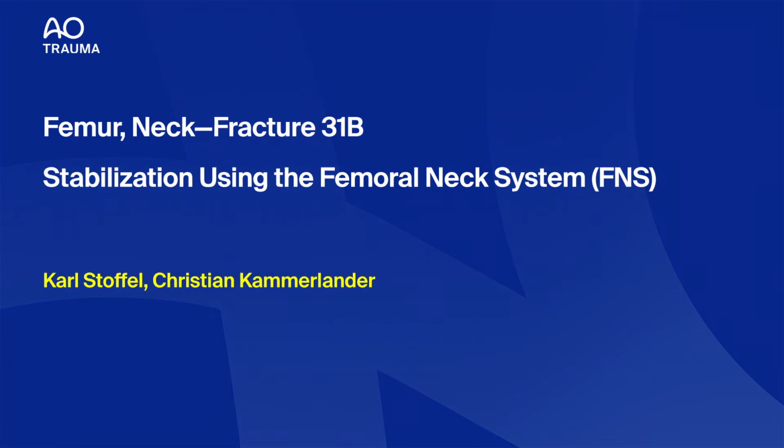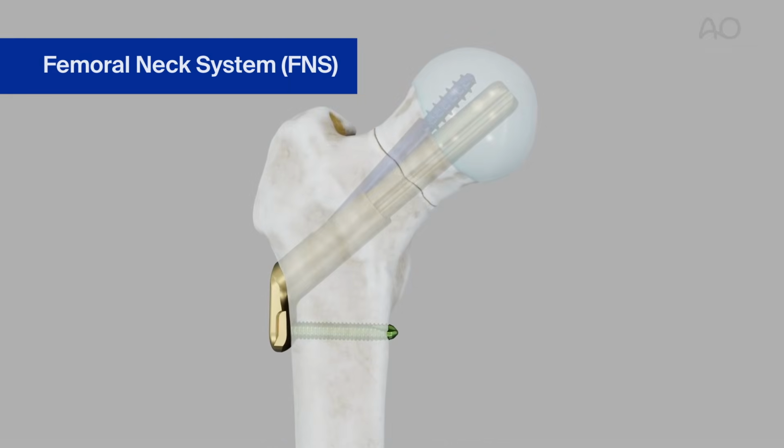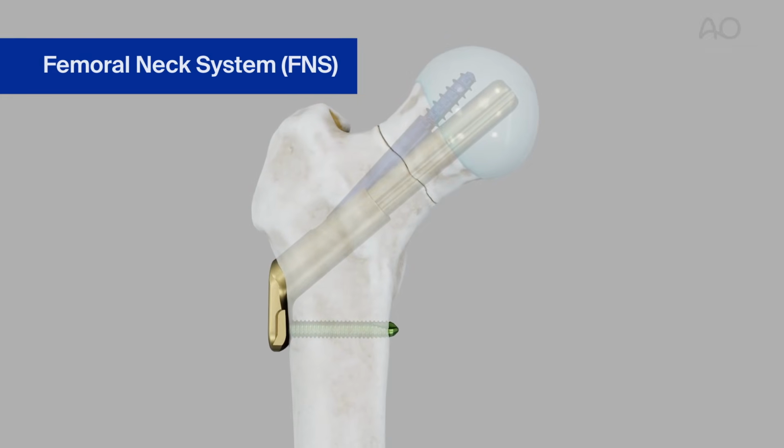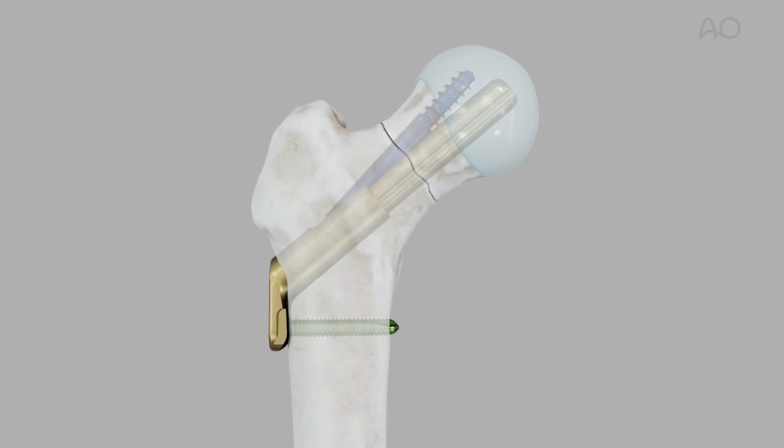Femur, neck, fracture 3-1B. Stabilization using the Femoral Neck System, FNS. In this exercise, the procedure for the stabilization of femoral neck fractures will be demonstrated using the Femoral Neck System, or FNS, on the average femoral anatomy.